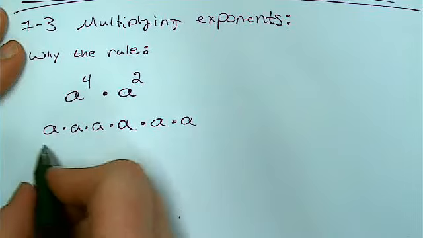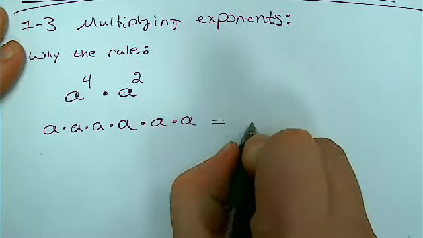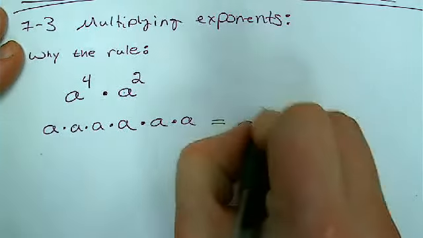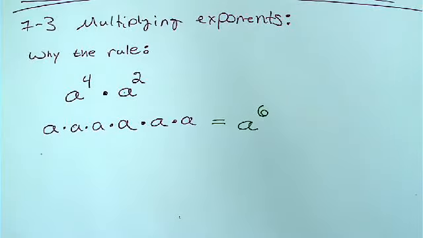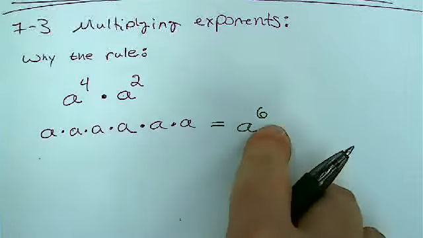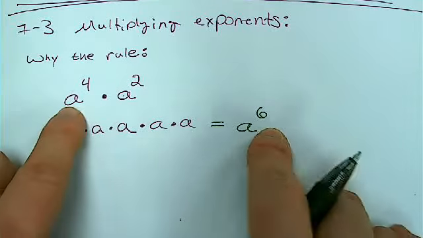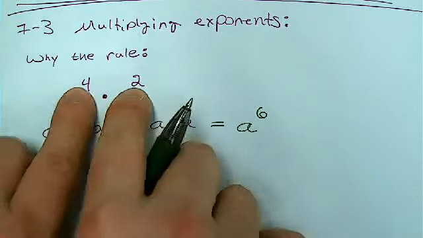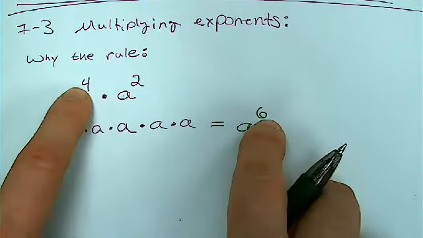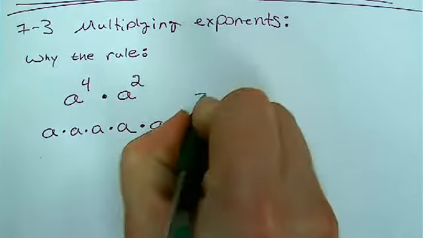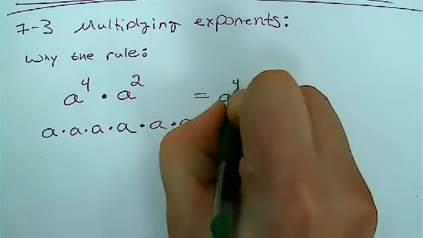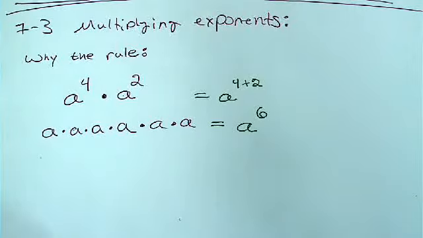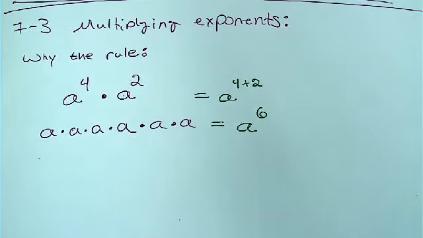So if I look at what that represents overall, that's a to what power? A to the 6th. Because exponents mean repeated multiplication. What I'm going to be doing with this is saying, well, I did it 4 times here. I did it 2 more times here. That's a total of 6. So what's the operation with 4 and 2 that land me at 6? Addition. So this is really the same as a to the 4 plus 2. And that's why this rule works.